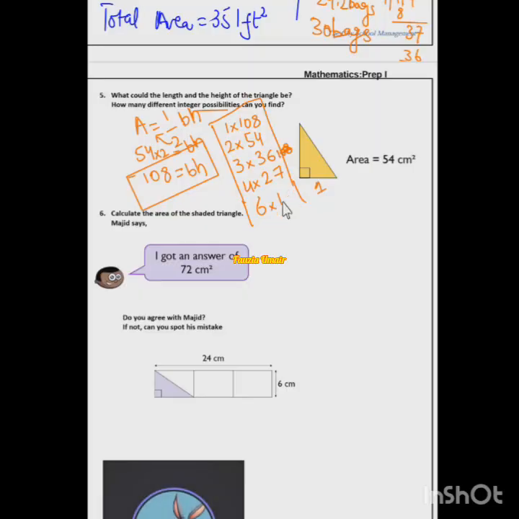6 eights are 48, and 6 times 18 is 108. So this is also a possible pair. Now, 7, I think 108 is not divisible by 7. Now 8, is it divisible? 8 ones are 8, 8 twos are 16, 8 threes are 24... When does 28 come in the table of 8? It doesn't, so 108 is not divisible by 8.